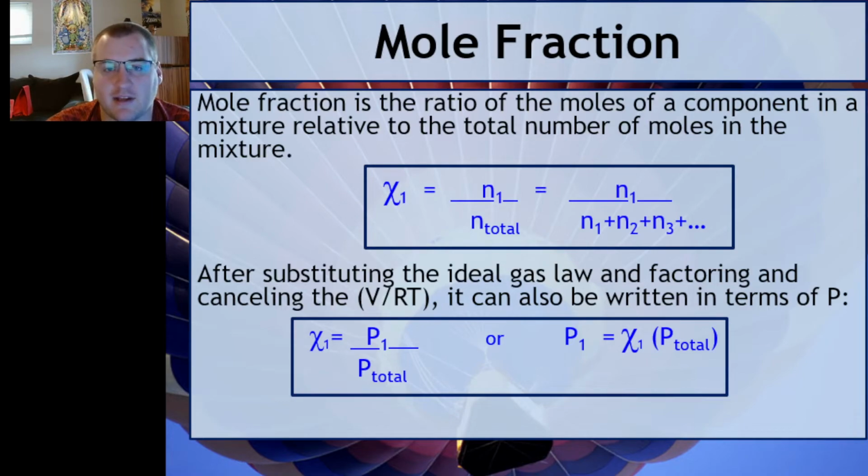Basically, what it's saying is, I'm really looking over here at the right, at this P1 equals X1 times P total. If I want to know the pressure of gas 1, that's equal to the mole fraction of that gas, say 0.25, times the total pressure. So if I want to know the partial pressure of just one gas, all I have to do is know the mole fraction of it and just multiply by the total pressure. Let's do an example.